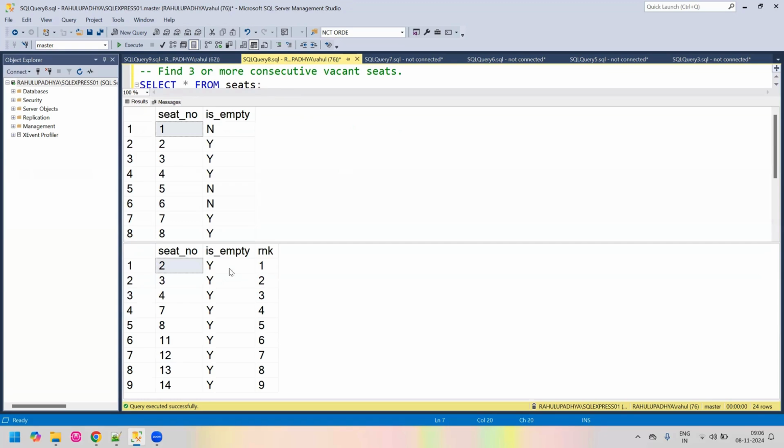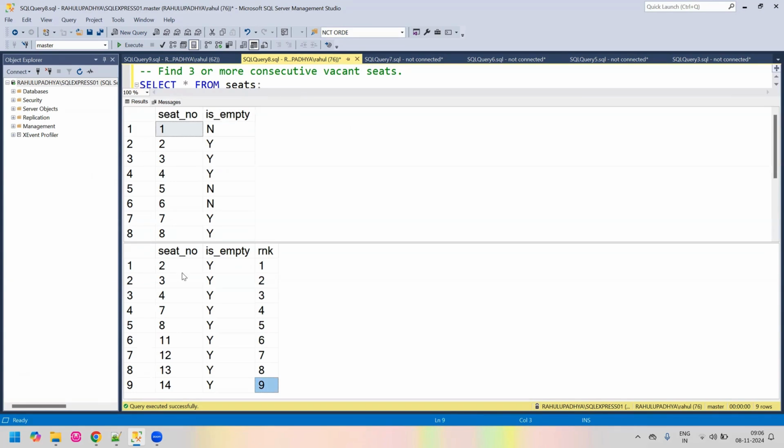So now if we see, only for those seats where is empty is Y, that is the seat is empty, only for those we have found the ranking in the increasing order of seat number. So whatever we discussed, now we are implementing it. So we have done the first part.